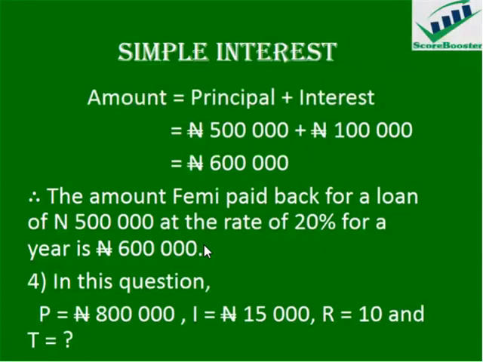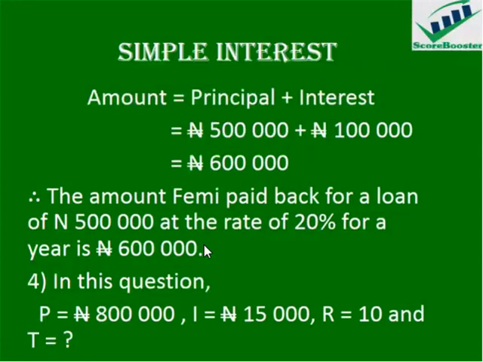We are asked to calculate the time he used to invest 800,000 naira to obtain an interest of 15,000 naira. That is what the question is talking about. The question says calculate the length of time for 800,000 naira to earn 15,000 naira if invested at 10% rate per annum.